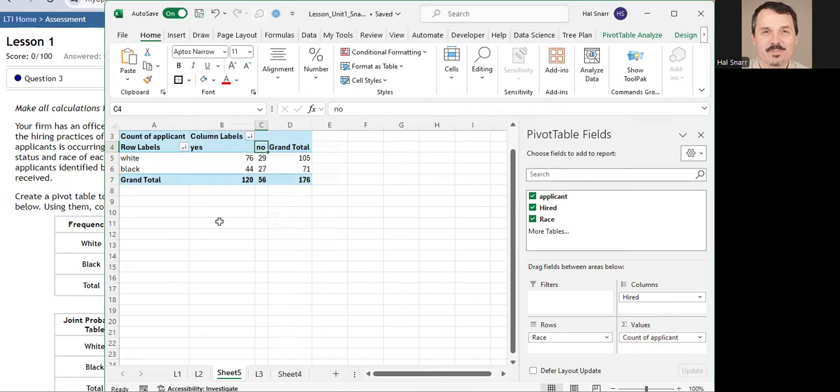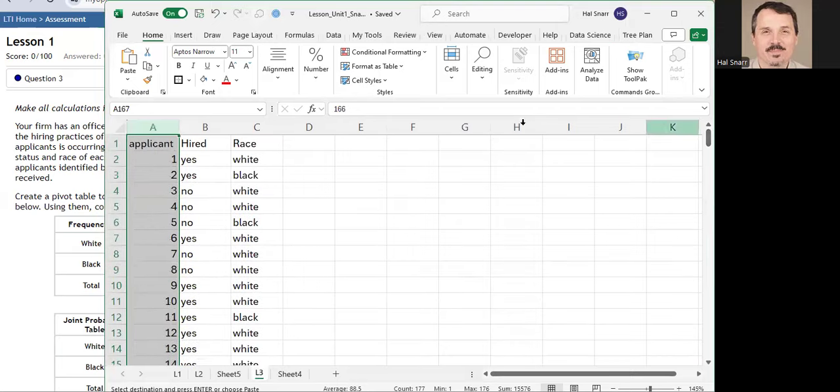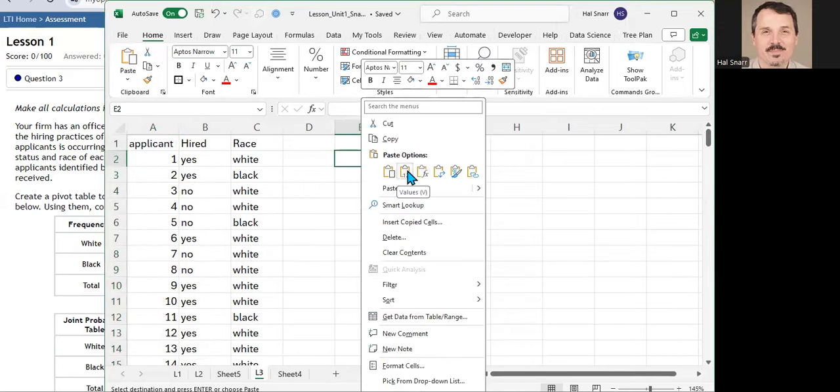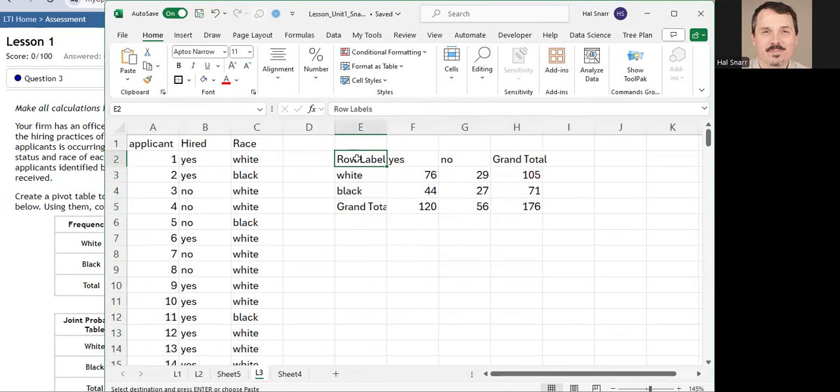Then we hit OK. All right, so now what I'm going to do is copy these 4 rows, and I'm going to paste them in my L3 worksheet. I'm going to paste them right here. Paste as values, right? As values. I'm going to delete the row labels. I'm going to change this to total, then I'll copy that and paste it here. I'm going to change this to hired. And I'm going to change this to not hired.